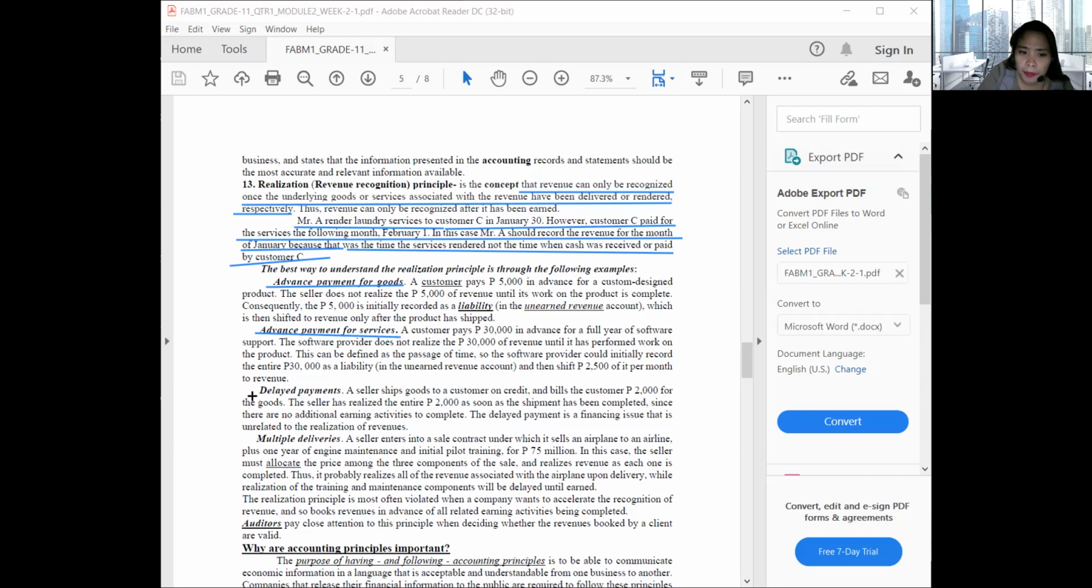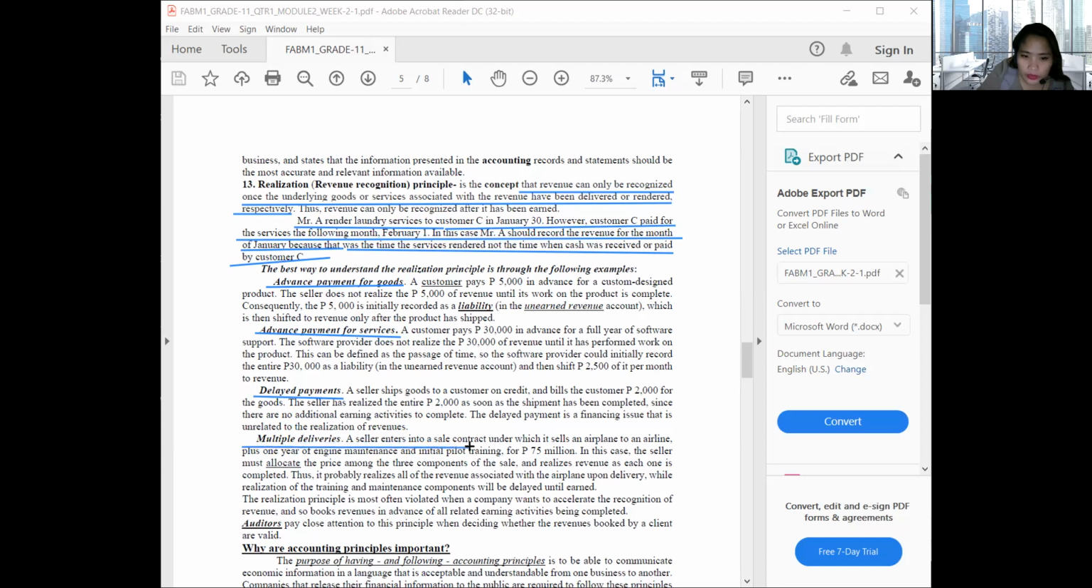Yan, okay? Delayed payments, ito medyo mahirap to. A seller ships goods to a customer on credit, pinautang, and bills the customer 2,000 for the goods. Kaya lang hindi nakabayad, lalo na pandemic, di ba? Nawalan ng trabaho. The delayed payment is a financing issue that is unrelated to the realization of revenue. At the end, kapag hindi na nakabayad talaga, you will record that as bad debts expense. Bad debts. Bad. Masama. Debts. Utang.